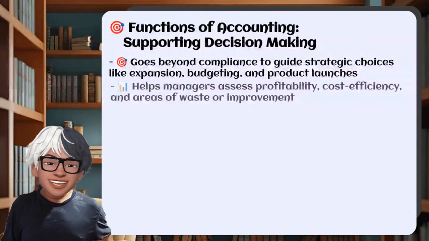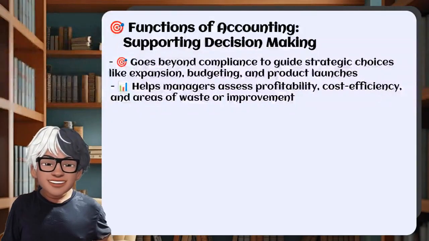Managers use financial data to assess profitability, evaluate cost efficiency, and minimize waste. Managers use accounting reports to measure how much profit each activity or product contributes. Detailed breakdowns reveal which departments or processes consume more resources than they generate. Identifying waste, whether from overspending, underutilized assets, or inefficient workflows, is crucial for sustainability.